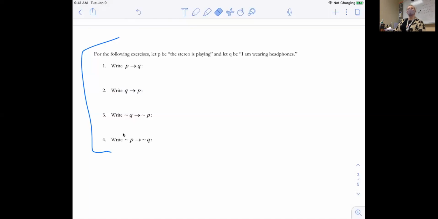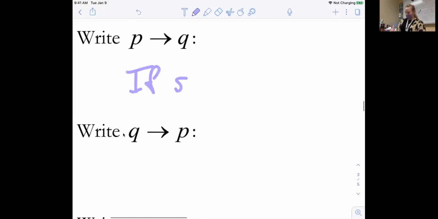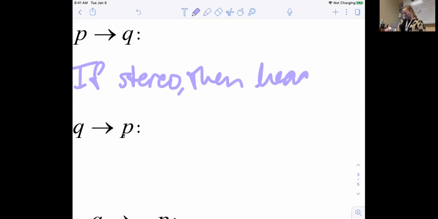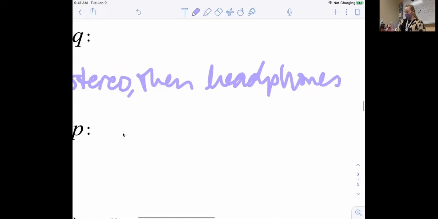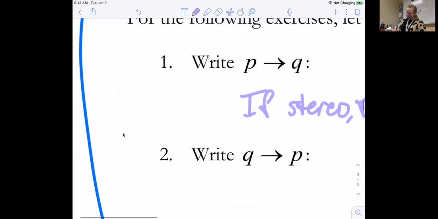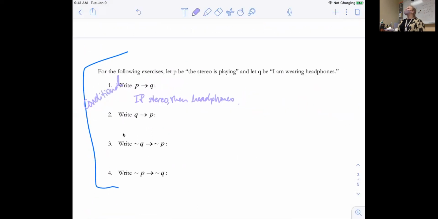All right, shall we? Who can help me on the first statement? Silas? Good. If the stereo is playing, then I'm wearing headphones. I'm doing a very abbreviated version, just to not waste your time. Okay, so that's if P then Q. What do we call just if P then Q? The conditional. Good, the conditional. Just the normal conditional.